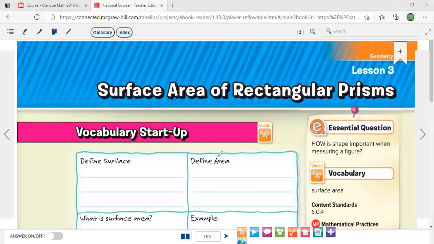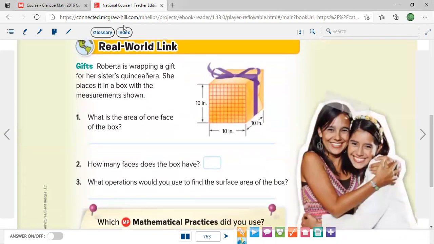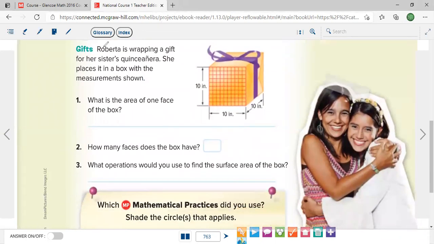In chapter 10, lesson number 3, surface area of rectangular prism. Roberta is wrapping a gift for her sister's quinceanera. She places it in a box with the measurements shown: 10 length, 10 width, and 10 height. What is the area of one face of the box?